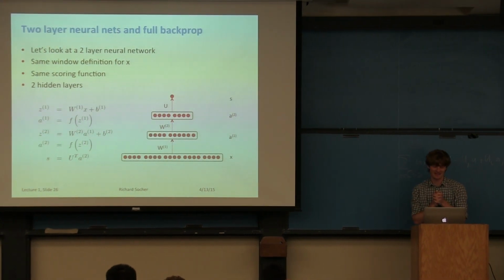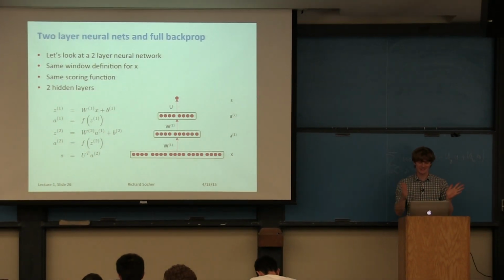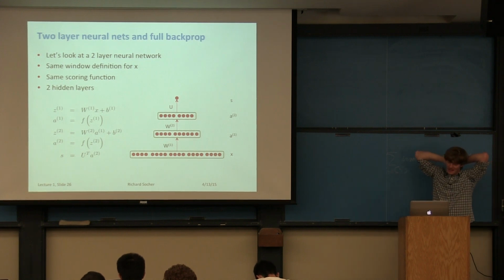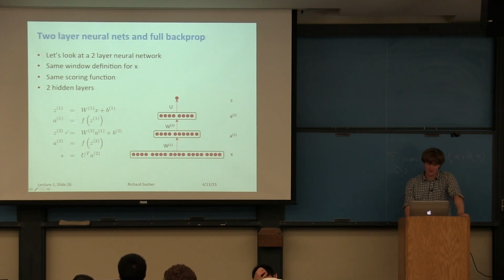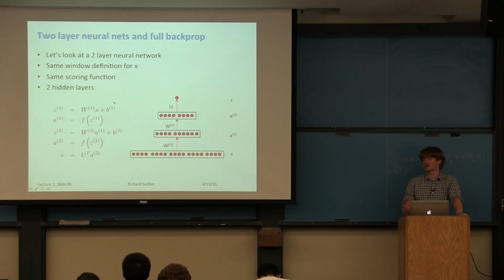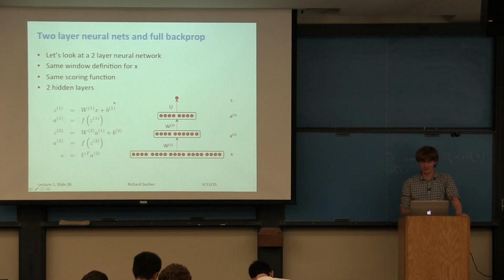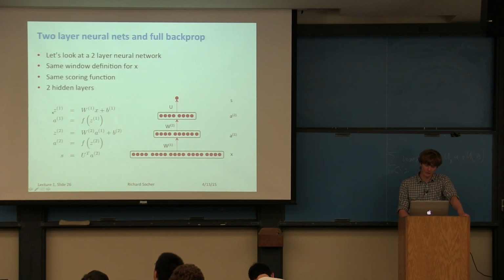So let's look at a simple two-layer neural network. We have the same definition of a window for x, and we have the same scoring layer at the top. And we now have two hidden layers. So let's introduce the notation very carefully, because otherwise it's impossible to take correct derivatives. So we'll define our first linear layer, and we introduce these superscripts for different layers. And we often use this kind of notation where we have the parameters of a layer next to the arrows, and here we have the different names of the hidden layers.